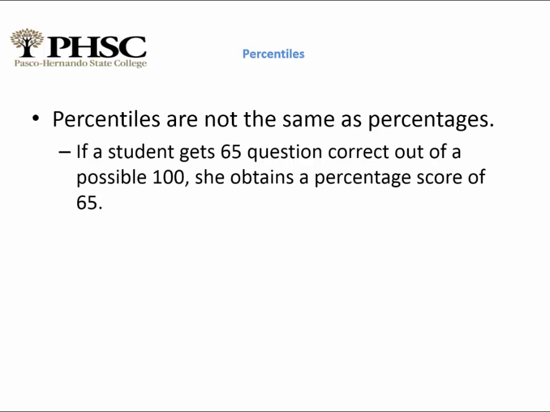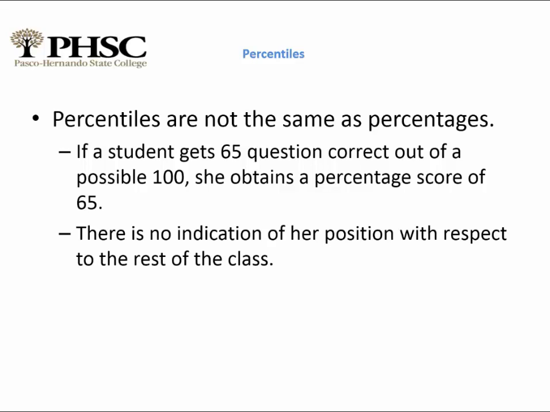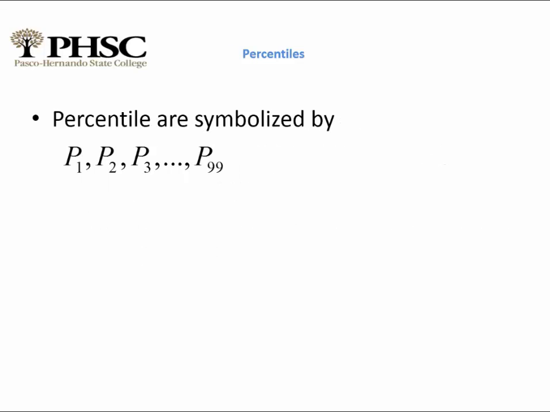So if a student gets 65 questions correct out of a possible 100, she obtains a percentage score of 65, but that's not the same as percentile. There's no indication of her position with respect to the rest of the class. So percentiles are symbolized by a capital P and a subscript 1 or 2 or 3 all the way to 99.